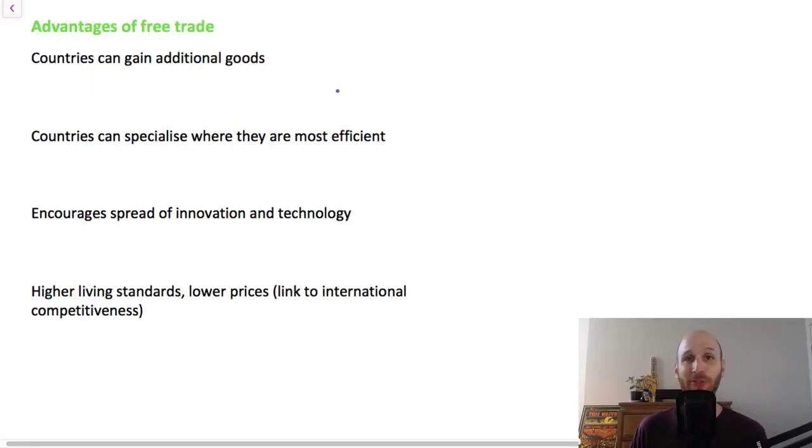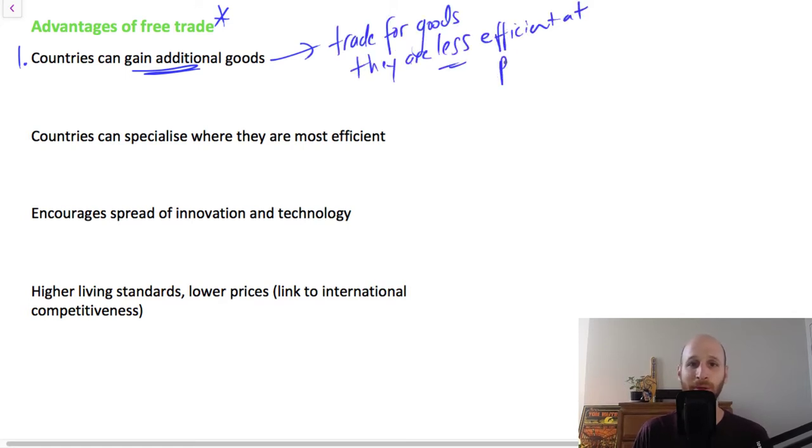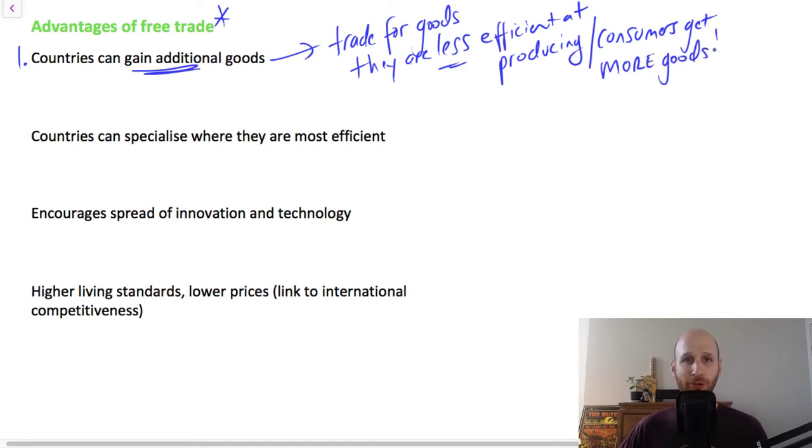Okay, now let's focus on the advantages and disadvantages of free trade. And we'll start with the good stuff, the advantages of free trade. One advantage of free trade is that countries can gain additional goods. Countries trade for those extra goods that they are less efficient at producing, and then overall consumers get access to more goods in the economy. And this is a real positive for free trade.